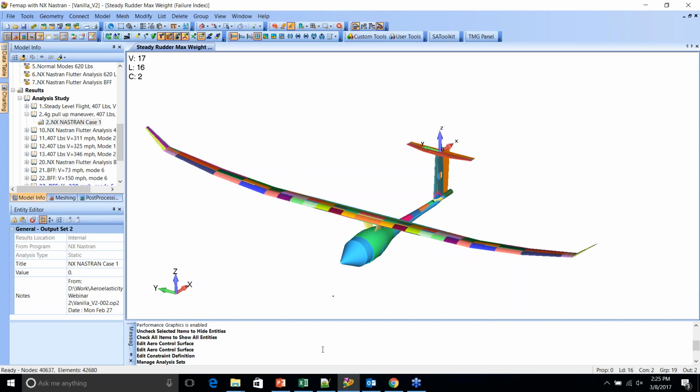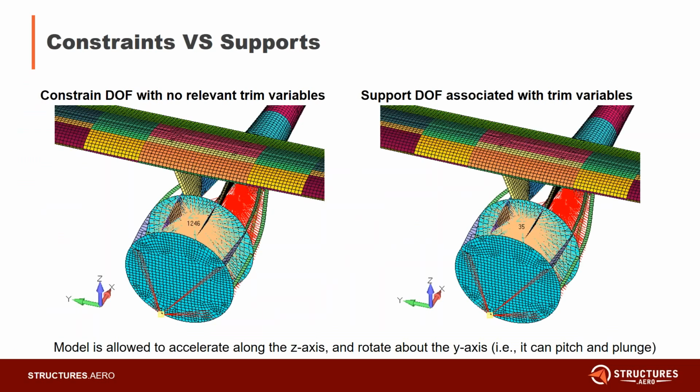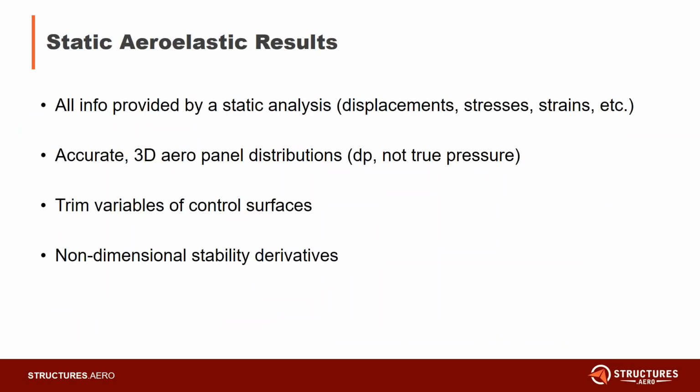So from a structures perspective, you get to cut out a lot of the middlemen in terms of not having to worry about accurately calculating your loads. How different are your aerodynamic pressures compared to what they would actually be if we ran CFD or another panel method? You don't have to worry about that. It calculates all that internally. So again, it provides you displacement, stresses, strains, element forces, etc. It also calculates accurate aero panel distributions.